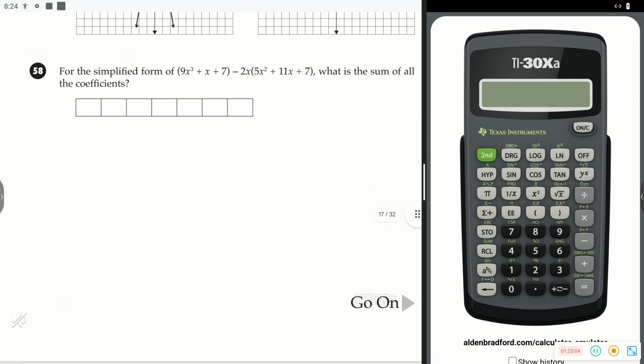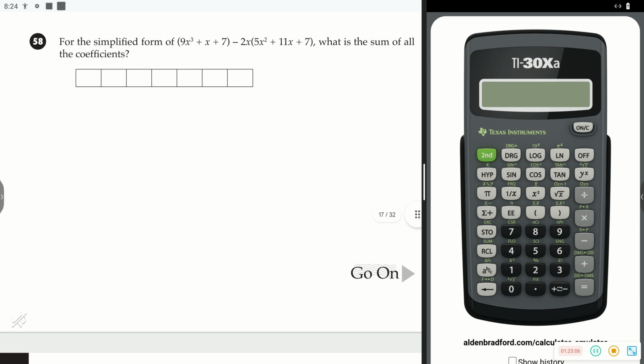Number 58. All right, what is the sum of all of the coefficients? The coefficient, guys, is the number in front of the variable, but the constant at the end also counts as a coefficient whenever it says adding all of the coefficients. I actually wasn't positive if you would include the number, but you do in fact include the number.